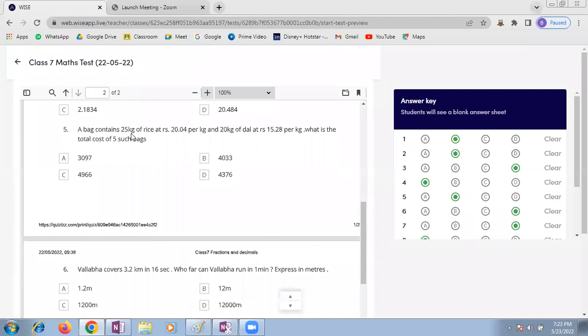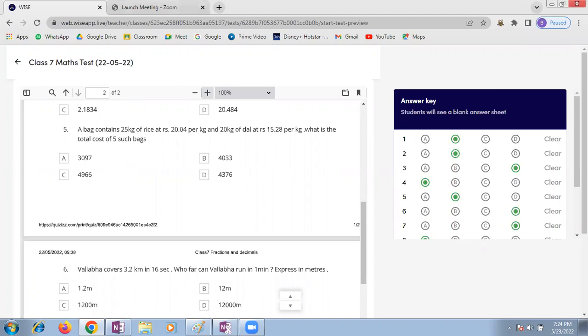A bag contains 25 kgs of rice at rupees 20.04 per kg, and 20 kgs of dal at 15.28 per kg. What is the total cost of such bags? In this case, there are 25 kgs of rice. Cost of each kg of rice is how much? 20.04 rupees. Very good. If I want the cost of one bag... there are 5 bags, children. Really wonderful question it is.